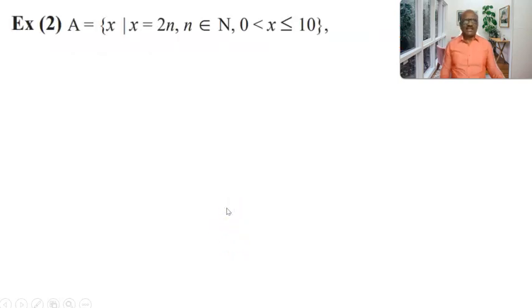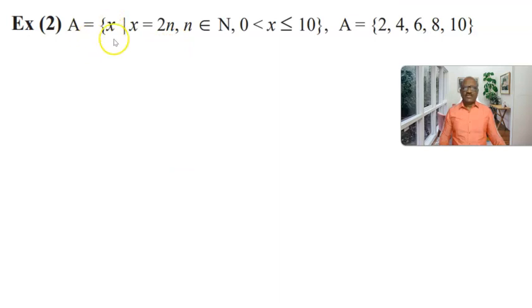Now the examples on equal sets, more examples. Second, A is equals to, in curly bracket x such that x is equals to 2n, n belongs to set of natural number and the value of x lies between 0 and 10 and equal to 10. Or तुम्ही या प्रकारे वाचू शकते, x is greater than 0 and x is less than or equal to 10. Okay, but x is equals to 2n. We can take from the set of natural number मधून आपण 1 घेणार, x is equals to 2 into 1 म्हणजे इथे 2 मिळाला.